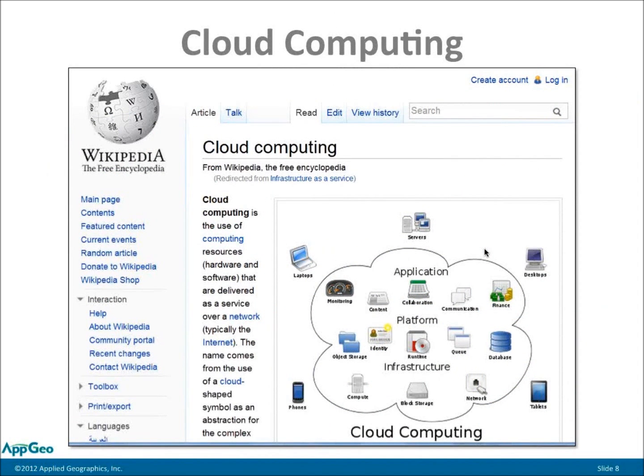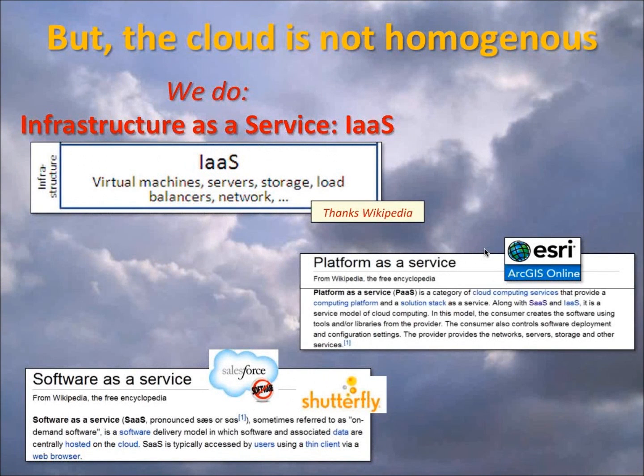So just introducing some of the basics and the definitions that I'll be using for cloud computing. Wikipedia has a good discussion on it. Cloud computing is essentially computing resources that are delivered as a service over a network, typically the internet. So you're getting your computing resources from someone other than yourself. That's it in a nutshell.